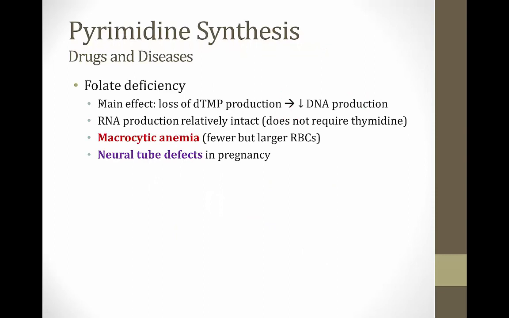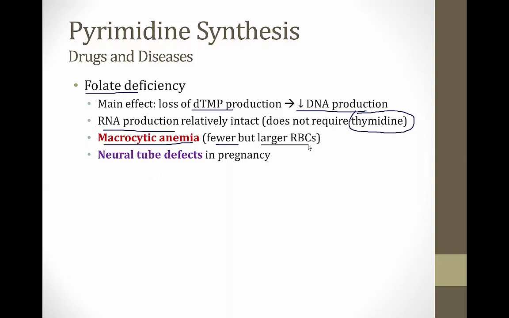Another tie-in with the biochemistry of thymidine involves a deficiency of the vitamin folate. When you are deficient in folate, the main effect is loss of deoxythymidine production and therefore less DNA production. RNA production remains relatively intact because it does not require thymidine. As a result, these patients classically get a macrocytic anemia. They have fewer red blood cells because the red blood cell precursors cannot synthesize DNA and divide, but the cells are large because RNA production and protein production remains intact.